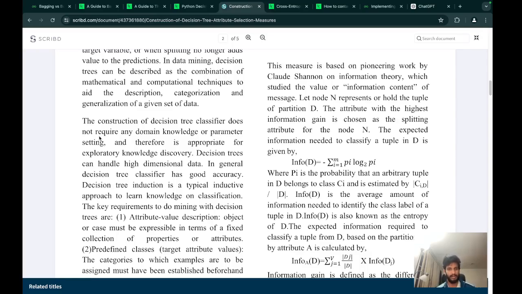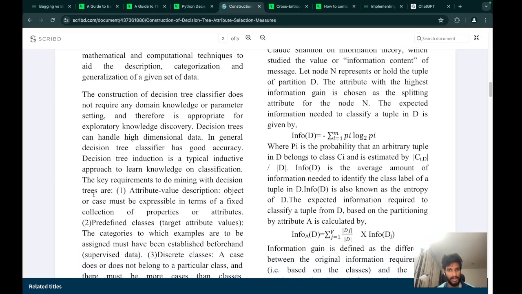Decision trees can handle high dimension data. In general, decision tree classifier has a good accuracy. Decision tree induction is a type of inductive approach to learn knowledge on classification. The key requirements to do data mining with decision trees are attribute value description: object or case must be expressible in terms of a fixed collection of properties or attributes.